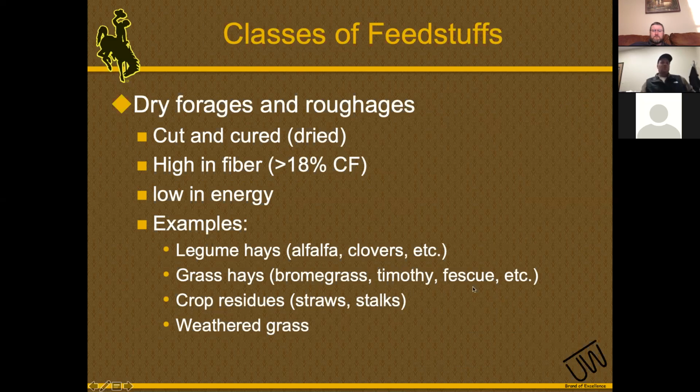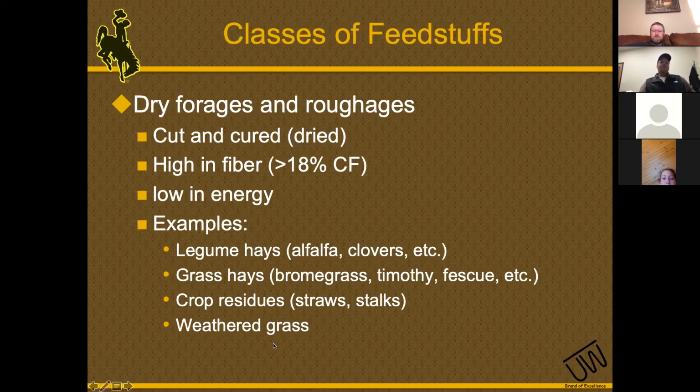Fescue is more of a Midwestern type grass. And then we've also got our crop residues. If we're feeding corn stalks, if we're feeding straw, if we're saving pasture that maybe we did hay, we didn't graze it, and we're saving it for winter time, if we live in an area that doesn't get buried with snow. So weathered grass doesn't have a whole lot of nutrient component into it.